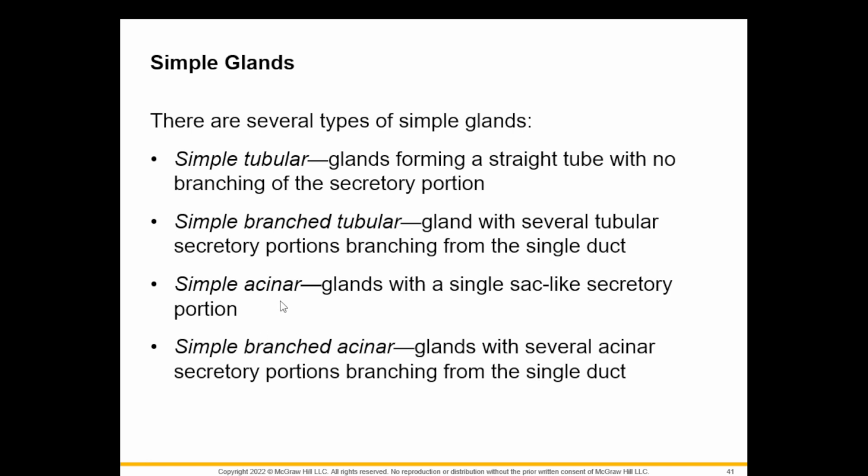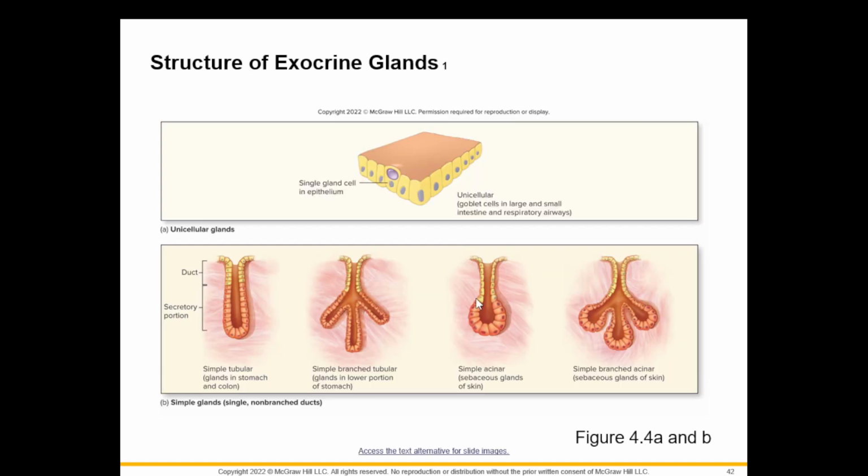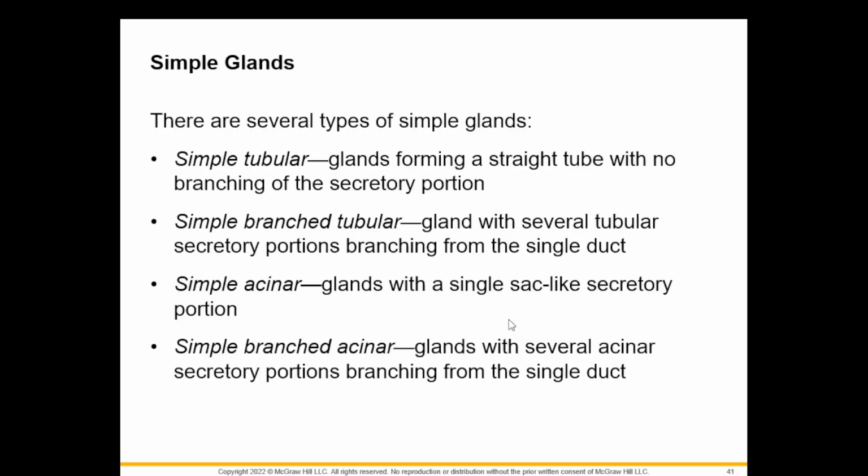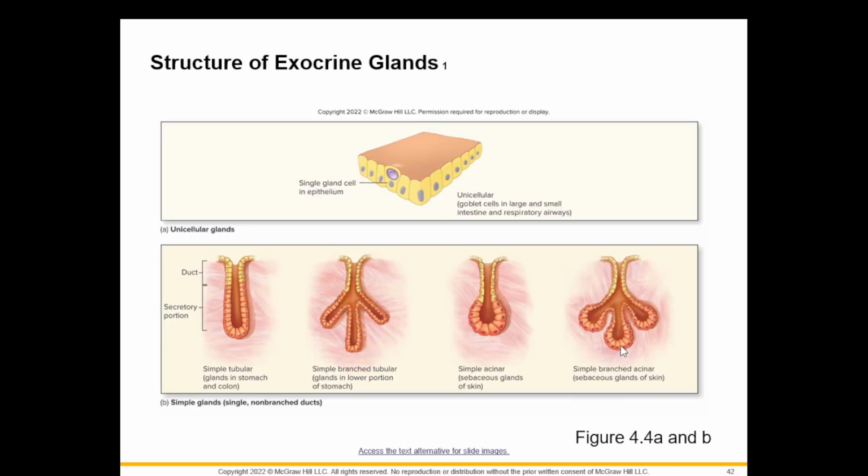Next, we have simple acinar. So, sac-like because it is acinar. And then a single duct. So, acinar in appearance yung secretory portion, it empties into a single duct. And then, we have simple branched acinar. Simple because it has a single duct, but now the acinar portion is composed of branches as well. Yan. This tree is one branch. Okay? They all empty into one single duct.